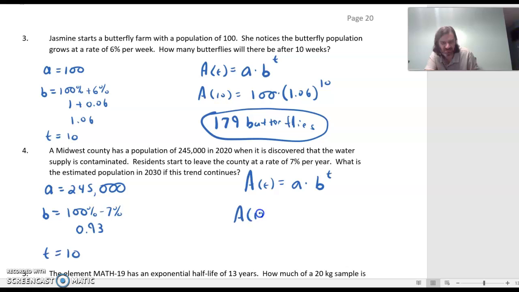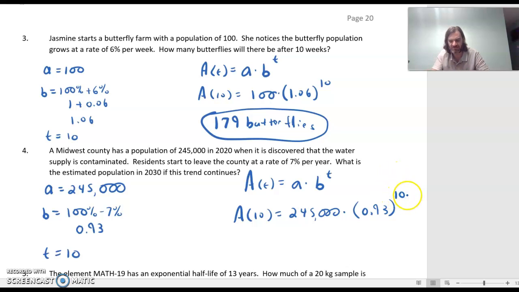So A of 10 equals 245,000 times 0.93. Remember, if the population is going to decrease, we need a b, or an exponential rate, less than 1, and it'll be raised to the 10. So we're going to put that in the calculator.